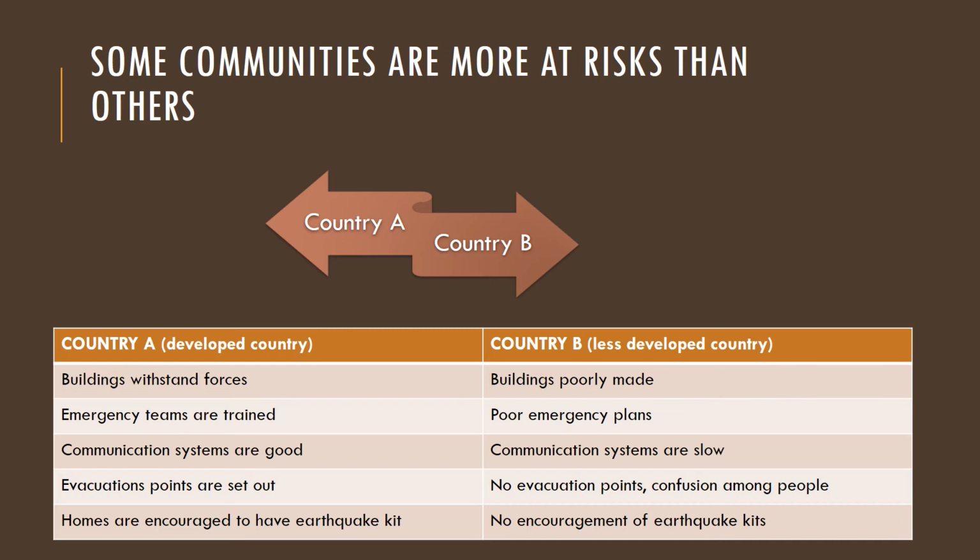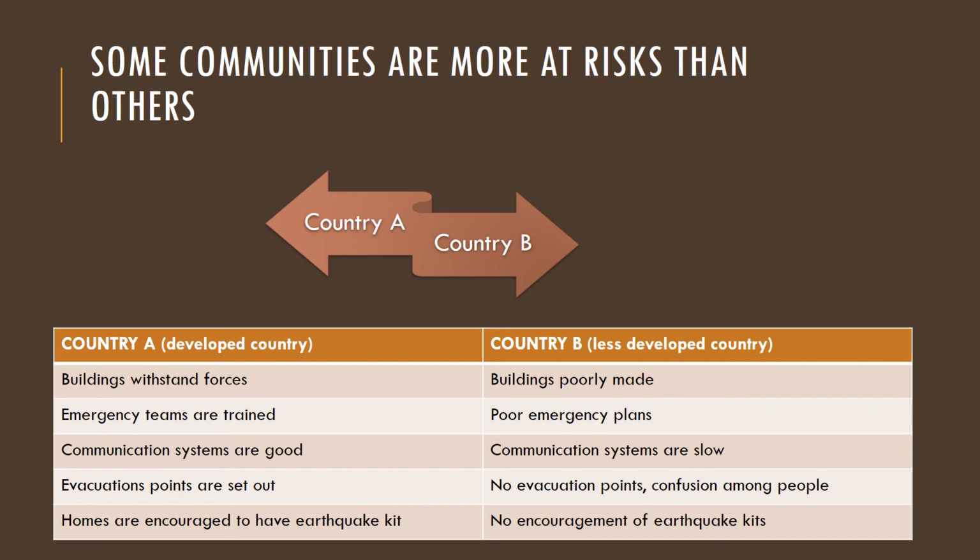Country B is a less developed country. Their buildings are poorly made. They have poor emergency plans. Their communication systems are very slow. There are no evacuation points, meaning that should an earthquake occur, there would be confusion among people because they would not know what to do or where to go. And then lastly, there is no encouragement of earthquake kits.